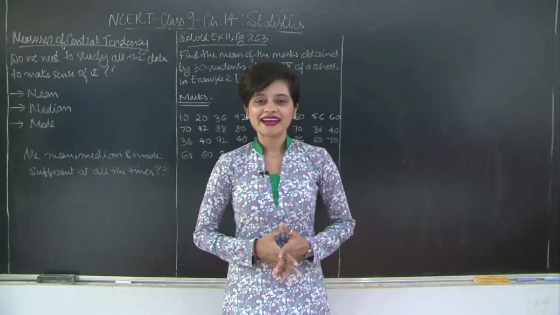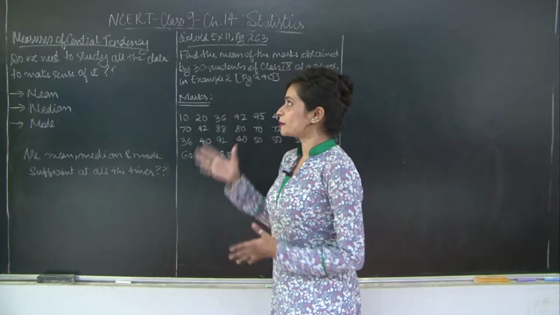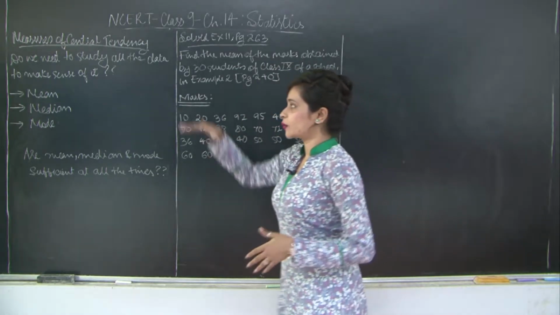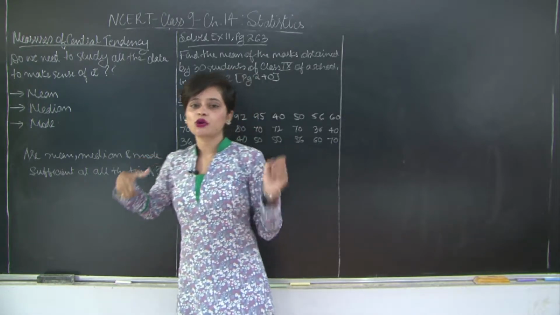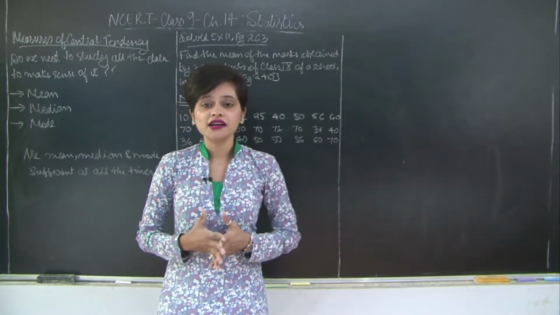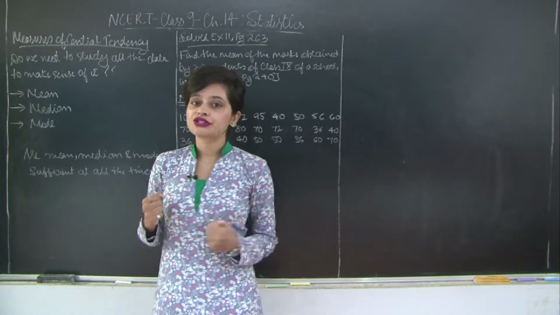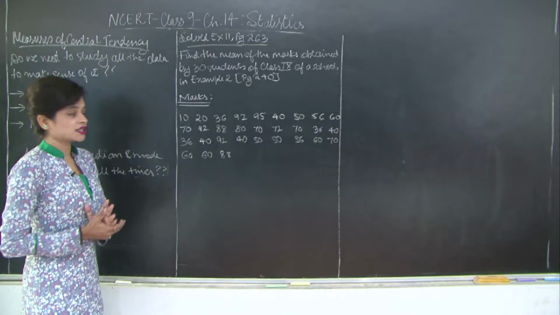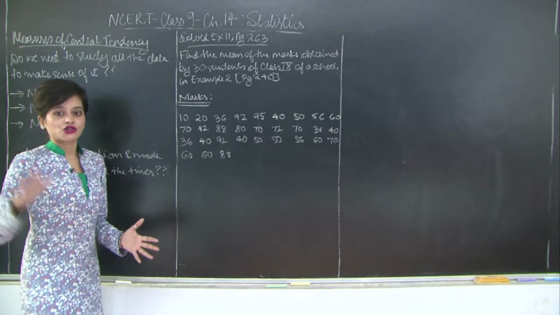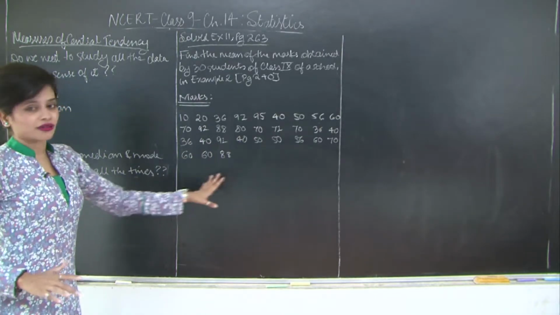Hello students, welcome back. Let us continue with the topic measures of central tendency. We were taking a look at mean in the previous lecture, which is nothing but averages. So we saw averages for a smaller amount of data wherein the number of observations was just 5. But now let's see example 11 on page 263, where we have 30 observations. So now we are going to use summation to solve this data.